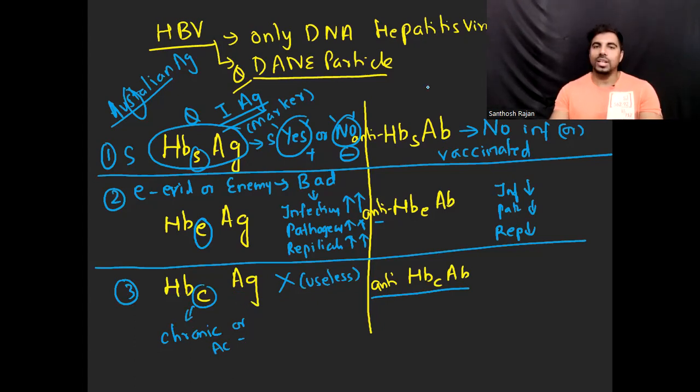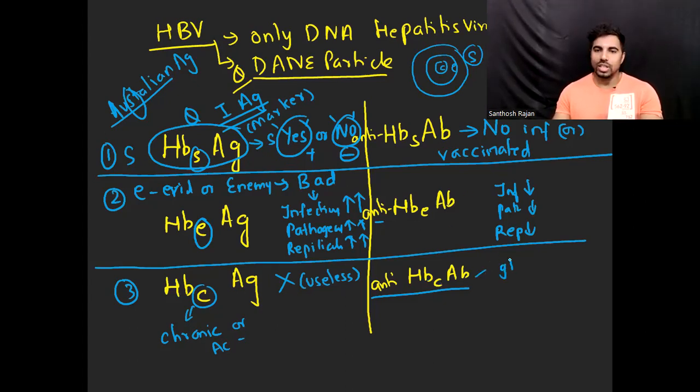In the Dane particle, we have it like this. C, the center, would be C. Then surrounding it would be E. Then the outermost is your S. That's why surface antigen comes first. You understand? That's what comes first. The core, being in the center, will not come out. Now for anti-core antibody, it could be IgM or IgG.